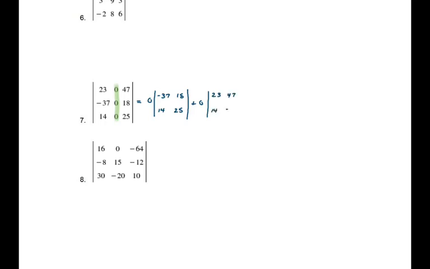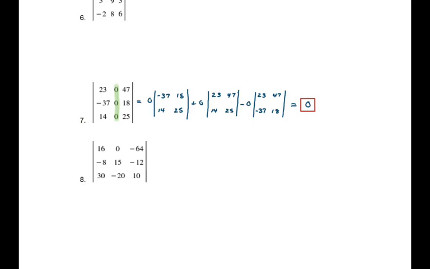So it would be 23, 47, 14, 25. And then minus 0 times the minor of that third entry in row, second entry in row 3. And then thinking about this, again, I can compute the determinant and then multiply by 0. This whole thing is going to become 0. So if you ever see a column or row that's all zeros, you can say that the determinant is going to be 0, especially if you get comfortable with how the minors and cofactors work.